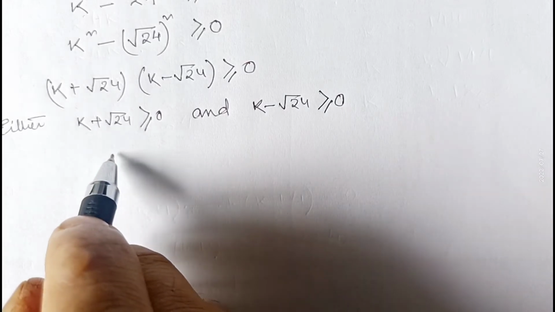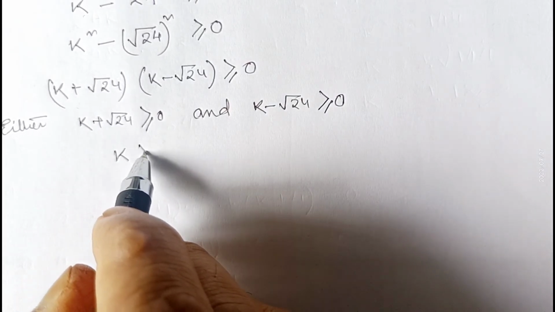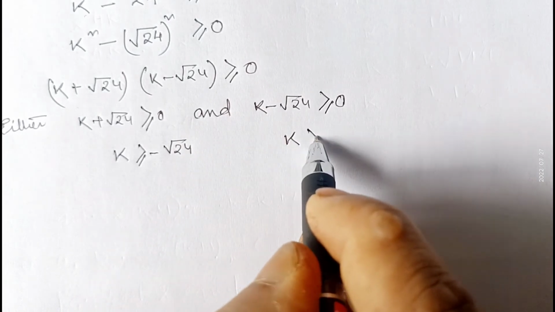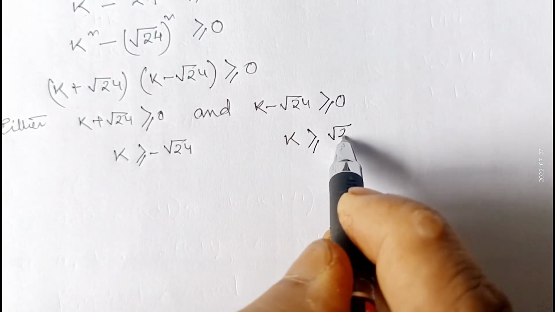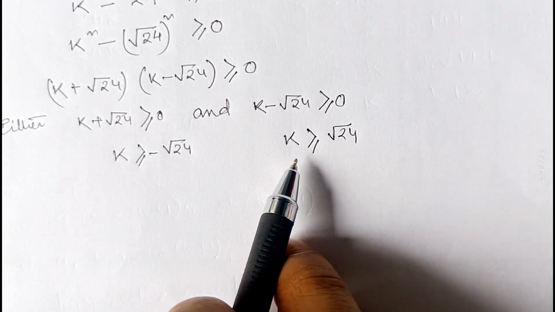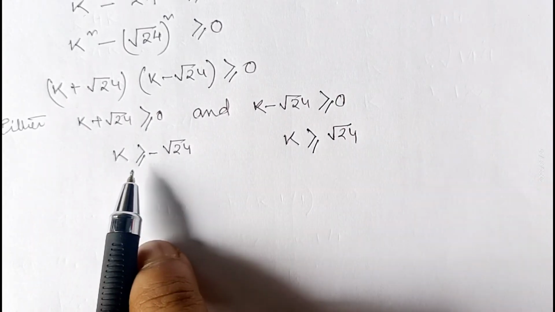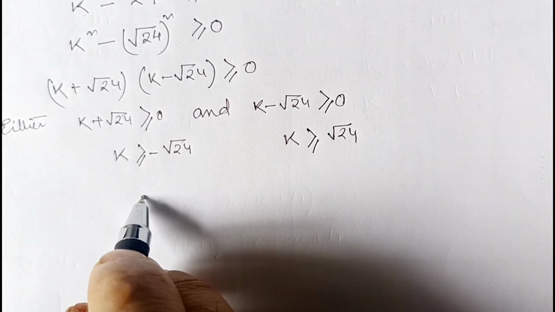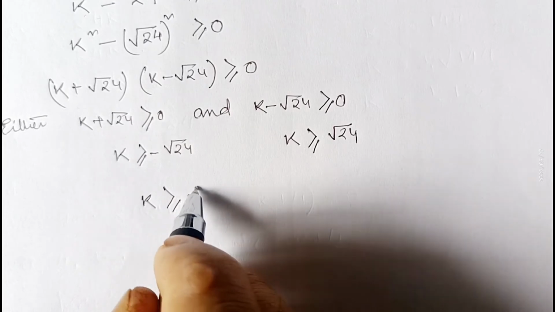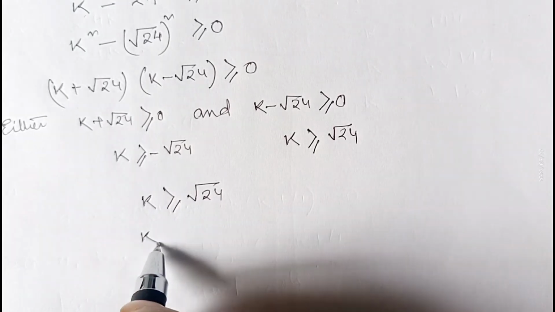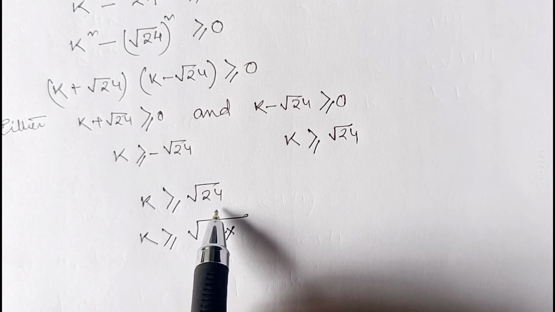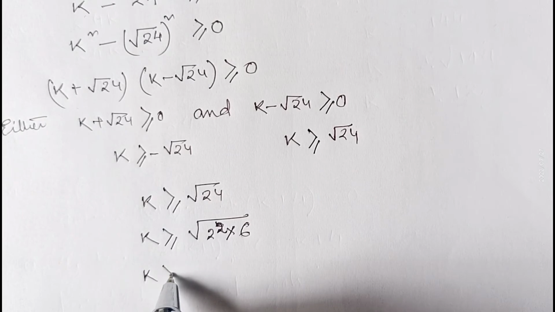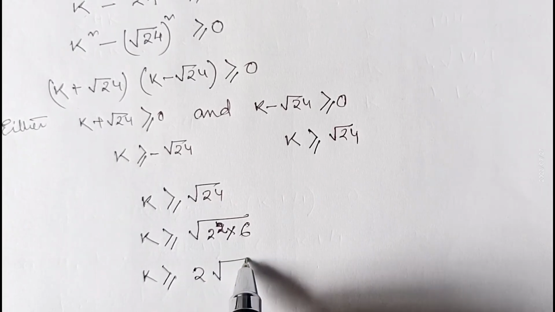From here I will get k greater than equals to minus root over 24, and from here k greater than equals to root over 24. Since k is greater than root over 24, definitely it will be more than minus root over 24. So from these two we can write k greater than equals to root over 24. This can be written as root over 2 square into 6, 2 square is 4, 4 into 6. So k greater than equals to 2 root over 6.